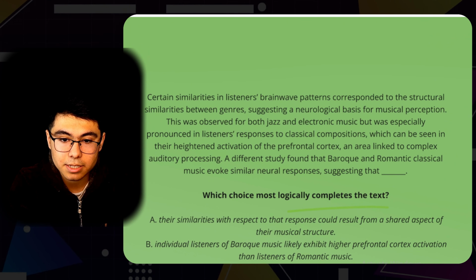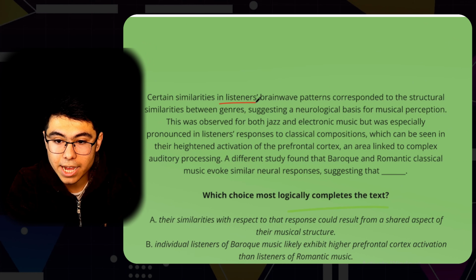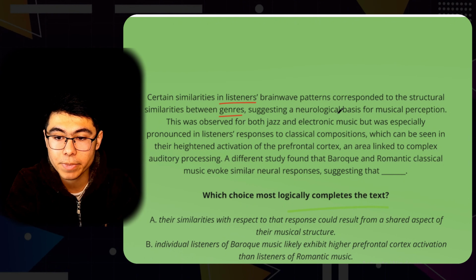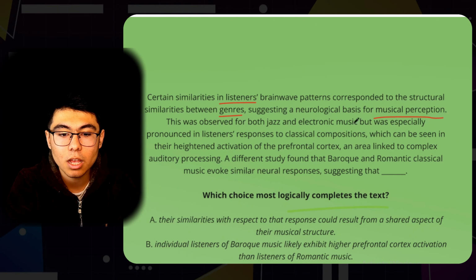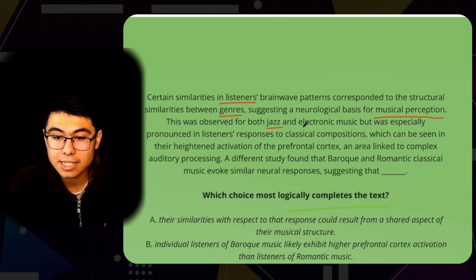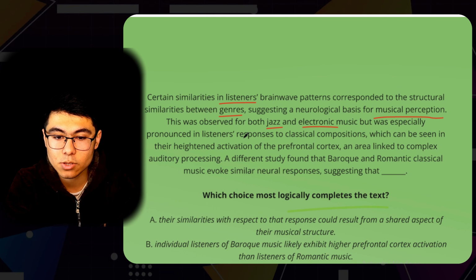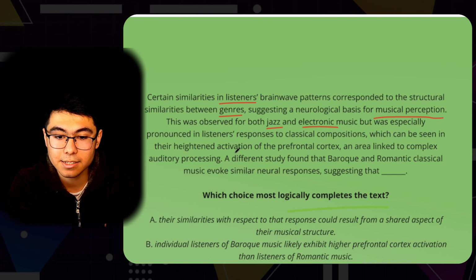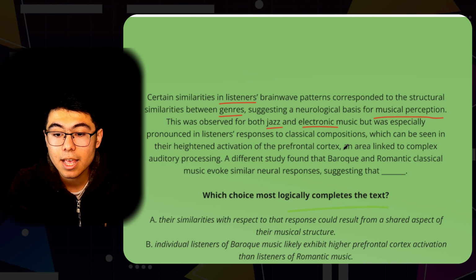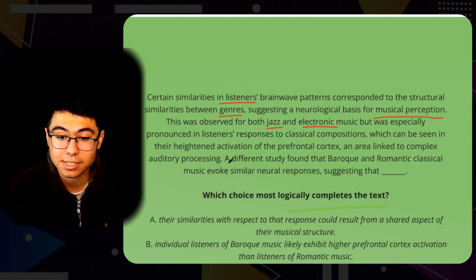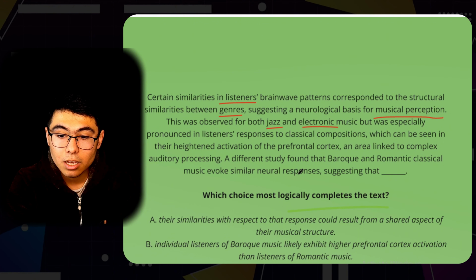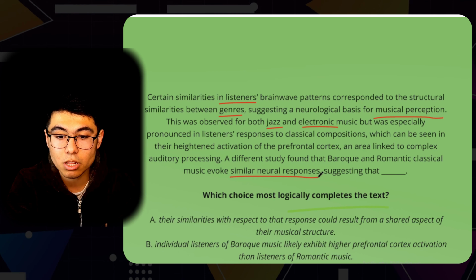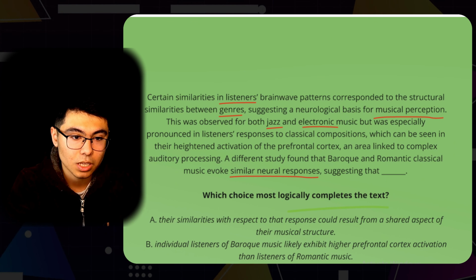Certain similarities in listeners' brain wave patterns corresponded to the structural similarities between genres, suggesting a neurological basis for musical perception. This was observed for both jazz and electronic music, but was especially pronounced in listeners' responses to classical compositions, which can be seen in the heightened activation of the prefrontal cortex, an area linked to complex auditory processing. A different study found that classical music evokes similar neural responses, suggesting that blank.